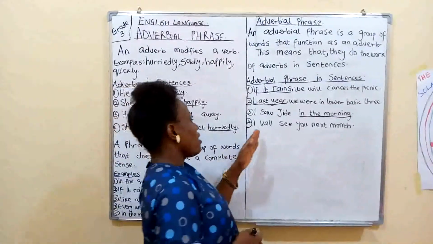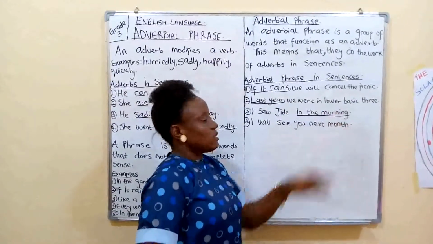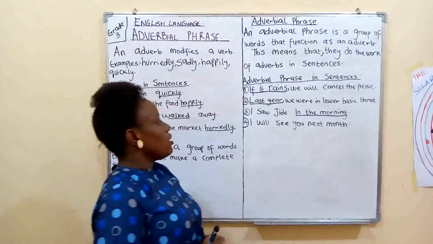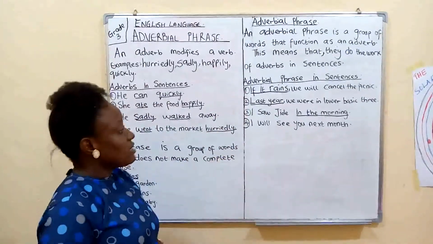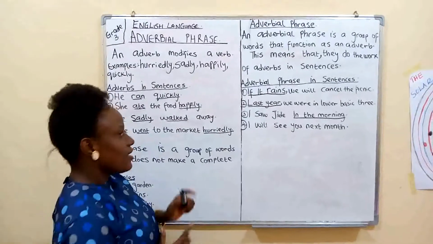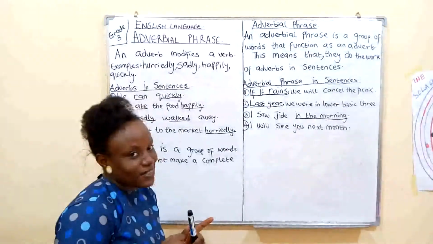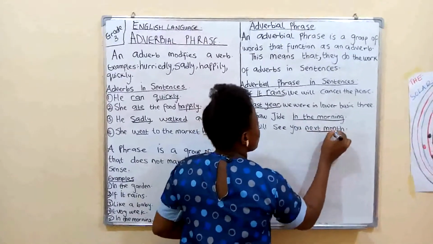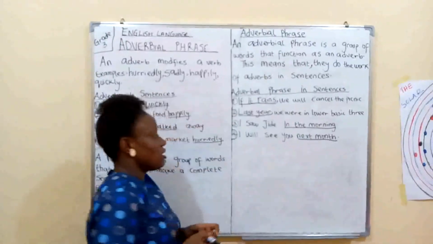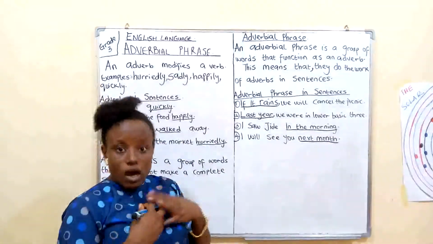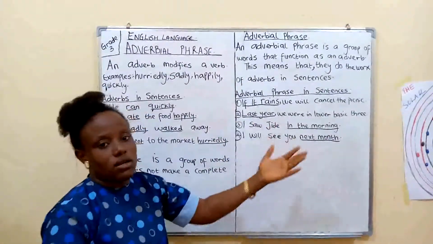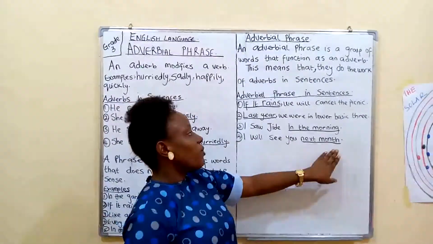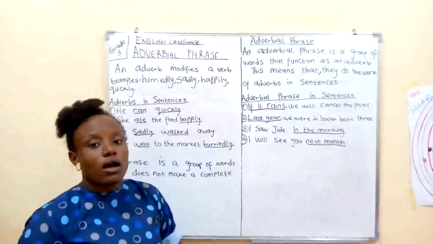Number 4. I will see you next month. The adverbial phrase in this particular sentence is what? Next month. Beautiful. This tells us when our nice friend says she will see us, isn't it? I will see you. When will she see us? Next month. I hope we are following.